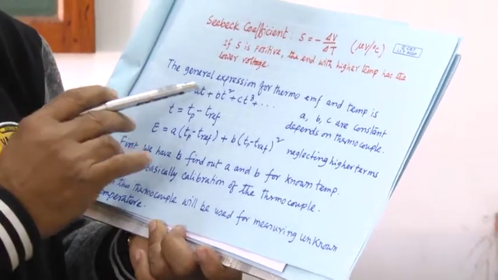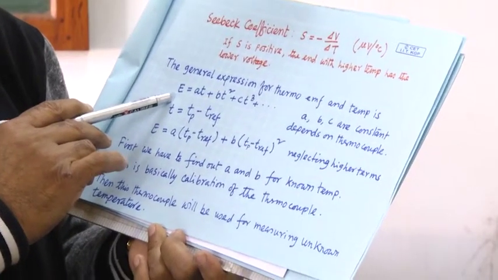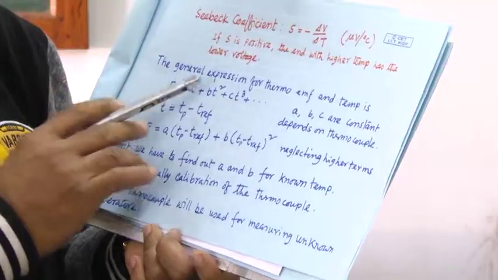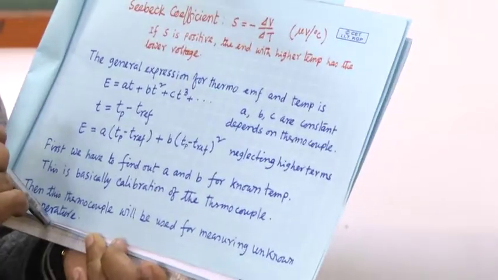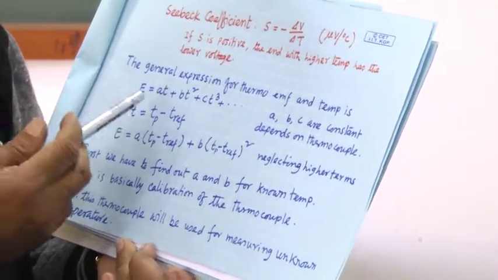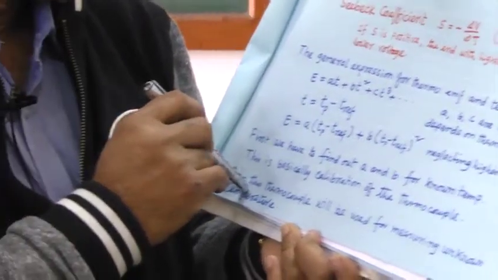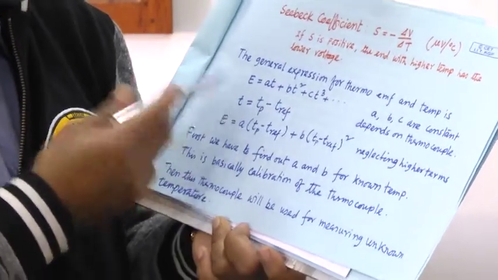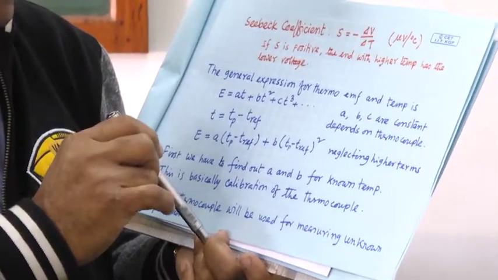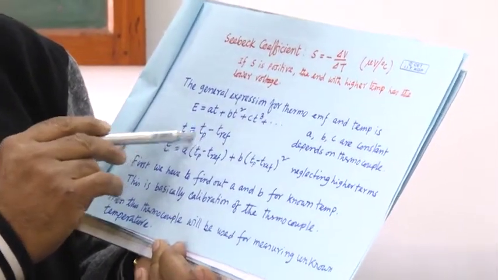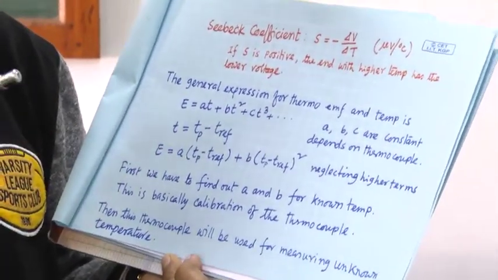So, this is your relation between the temperature and the thermo EMF. Now, A and B are unknown, they depend on the thermocouple, so we have to find out A and B. That will basically be the calibration of the thermocouple. So how can we do that? Generally, the reference junction you put at ice temperature and the other junction you keep at two known temperatures.